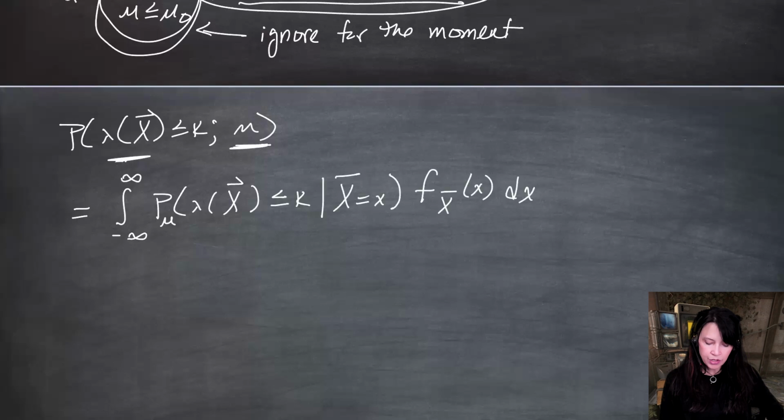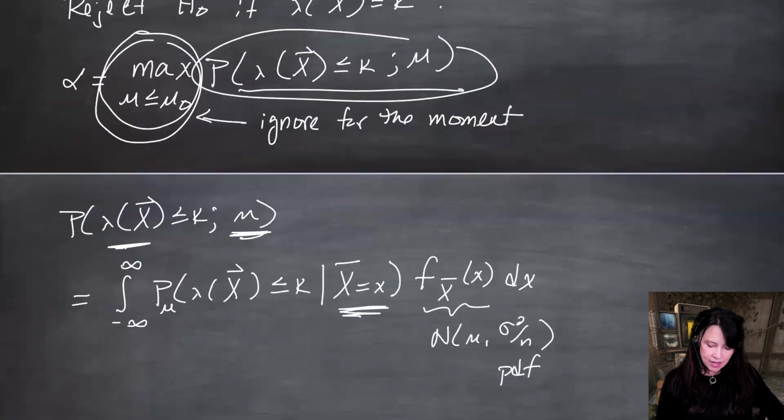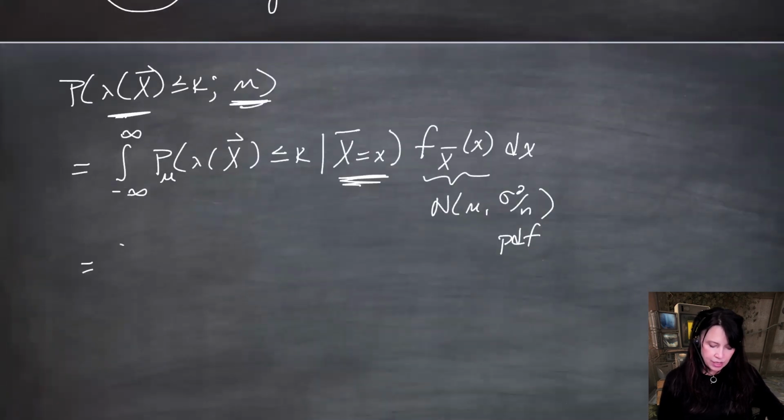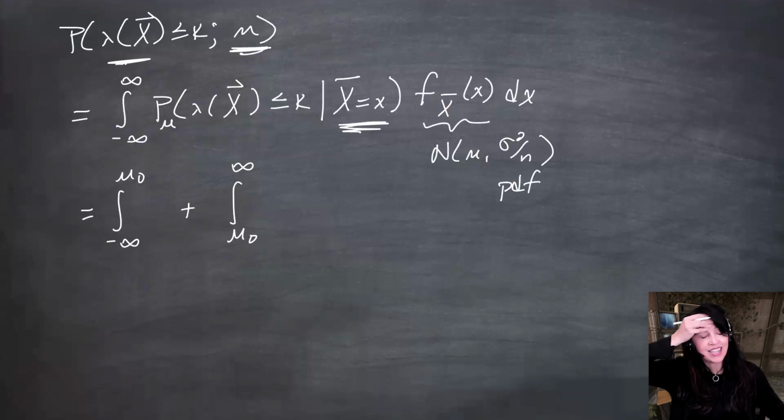So we're just talking about a generic parameter mu, and this is going to be the normal mu, sigma squared over n PDF. We're then going to use the fact that x bar equals x to plug that in, and we're going to break up this integral into minus infinity up to mu naught plus mu naught to infinity. And now I really am out of time, so I may pick up on that next time. If not, I promise I'll write it up.